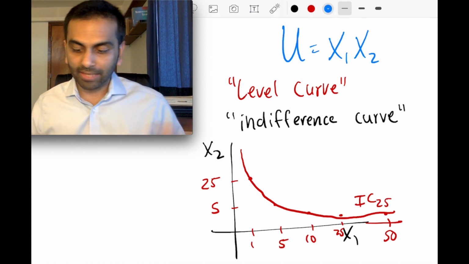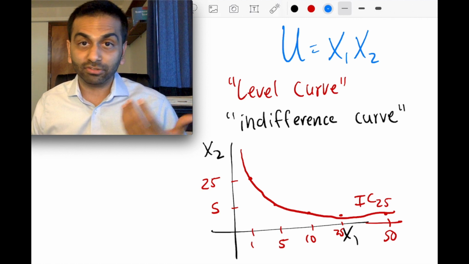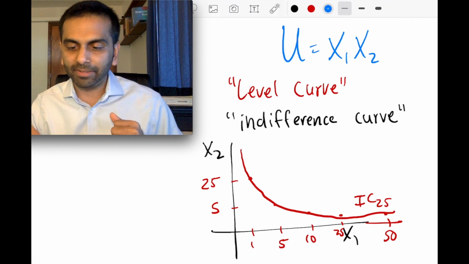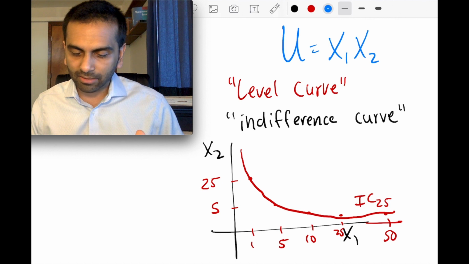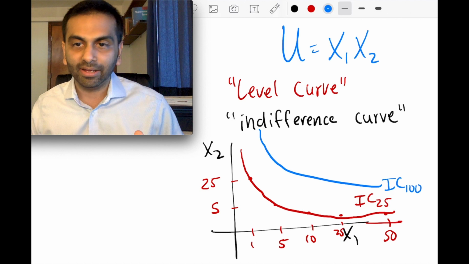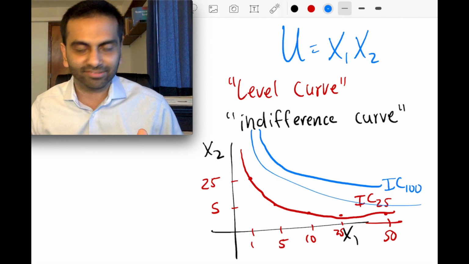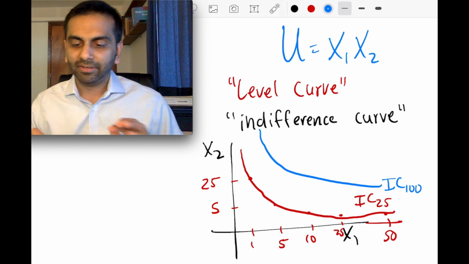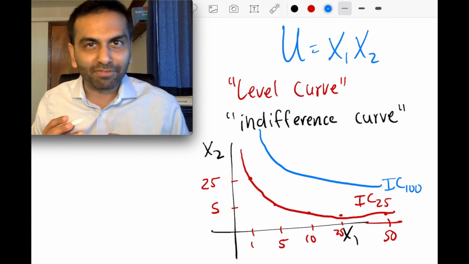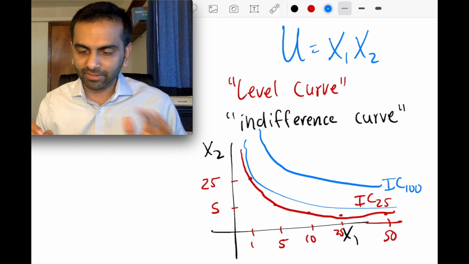Now, that's just one. I could then ask you, what's the indifference curve for a utility level of 100? Then you're looking at all x1, x2 combos that multiply to be 100, and that's going to be higher than this. That's the indifference curve for a utility level of 100. And there's infinitely many, like infinitely many in between these, right? It doesn't even need to be a whole number necessarily. You could ask, what are all the values of x1 and x2 that multiply to give you a utility of 26.3 or whatever, right?